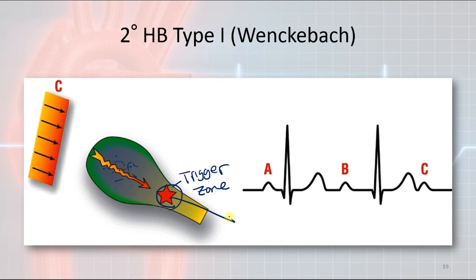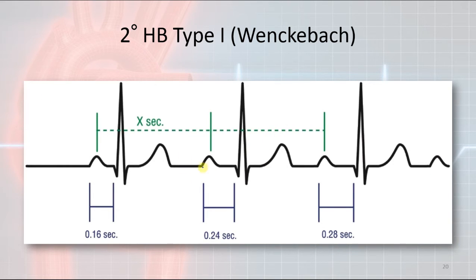The trigger zone is where the impulse speeds up again and gets into the His bundle. In this case, because the signal never made it to this trigger zone right here, you're going to have a P wave without a QRS complex, and then you're going to start all over again with the first impulse that will give you a normal PR interval with a QRS complex. The pattern that you will see in an example like this is that you're going to have this normal PR interval. This PR interval right here is normal, 0.16 second. Then this PR interval will be prolonged when the next impulse hits. Then this PR interval will be prolonged even more. And then what will happen is you'll have a P wave and no QRS complex.